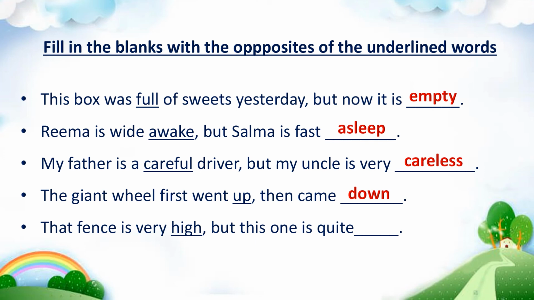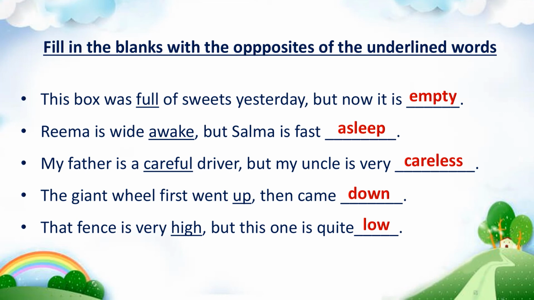The last sentence. That fence is very high, but this one is quite dash. Now tell me children, on which word is the underline given? The word high. Now we have to find out the opposite word for high. So what will come? Low. That fence is very high, but this one is quite low.